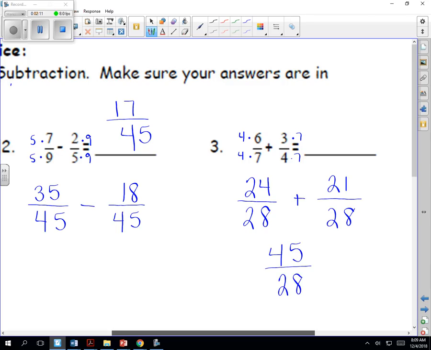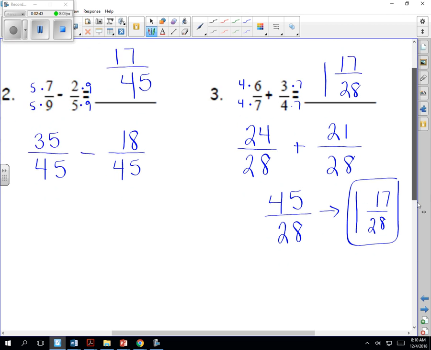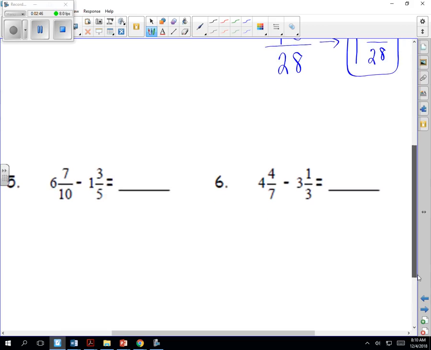I'm going to add numerators together, so that's 45, and our denominator is 28. But if you'll notice, our answer is an improper fraction. You can't have an improper fraction in simplified form, so we need to change it to a mixed number. 28 goes into 45 one time. And then to find out how many 28s we have left over, we're just going to simply subtract these two. 45 minus 28, that's going to be 17. Again, 17's prime, cannot be reduced. So our answer is 1 and 17 28ths.